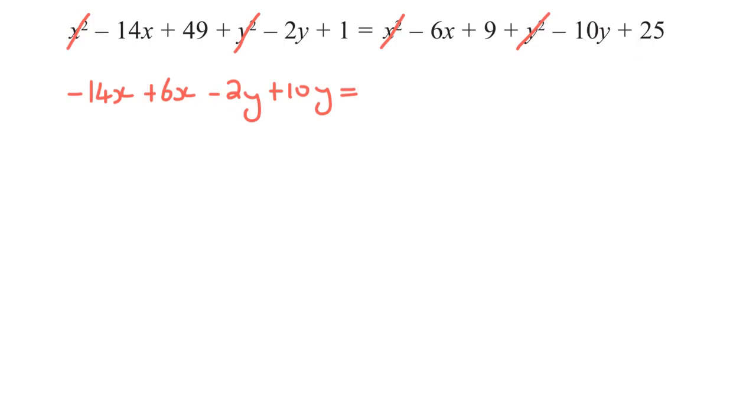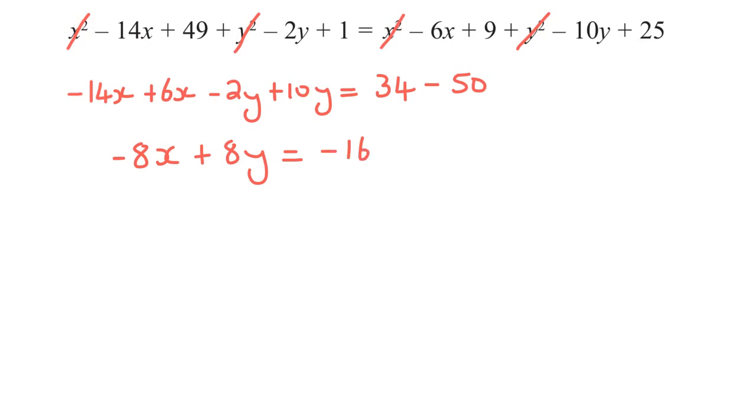So I have 34 on this side, and then 49 plus 1 is 50. I bring it on the other side of the equal sign, it becomes minus 50. So this is going to be minus 50. Now minus 14x plus 6x is minus 8x. Minus 2y plus 10y is plus 8y equal to 34 minus 50 is minus 16.